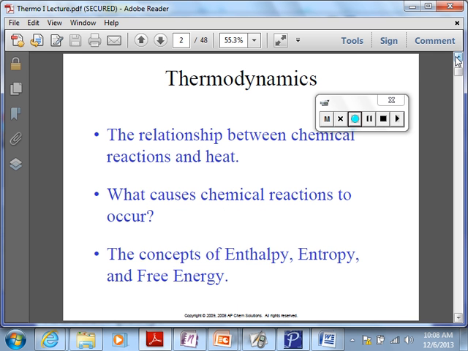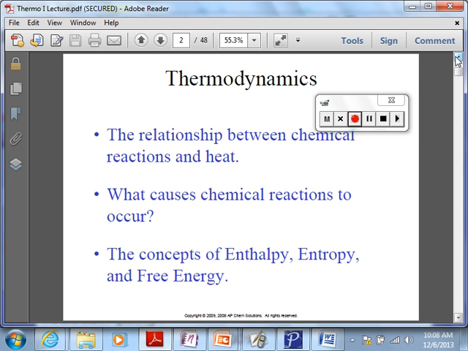Okay, this is a definition of the chapter. Thermodynamics is the relationship between chemical reactions and heat. So we're going to be looking at what causes a chemical reaction to occur. So there you can make a note. We're going to be looking at what makes something spontaneous versus non-spontaneous. What factors decide if something's going to be spontaneous or non-spontaneous.